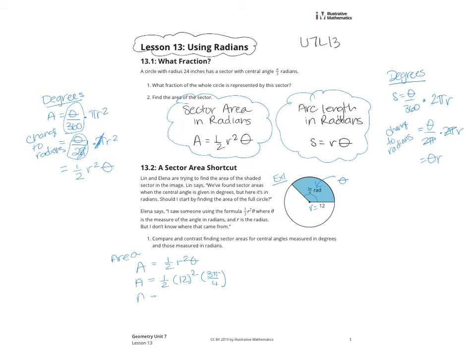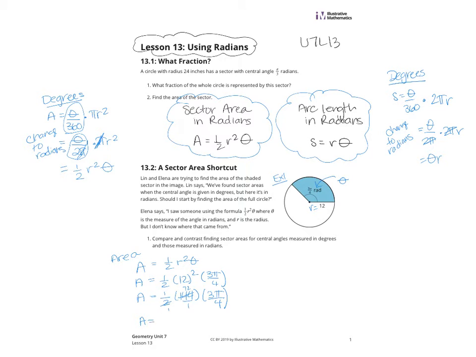Remember with PEMDAS, I have to do parentheses first, anything inside parentheses, and then exponents. So I do need to square the 12 before I do anything else. So don't cancel the 1/2 and the 12 to 6, for instance. So that's 1/2 of 144 times 3 pi over 4. You can think of your math in a lot of ways here. The 144 times 1/2 gives me 72, and so I really have 72 times 3 pi all over 4.